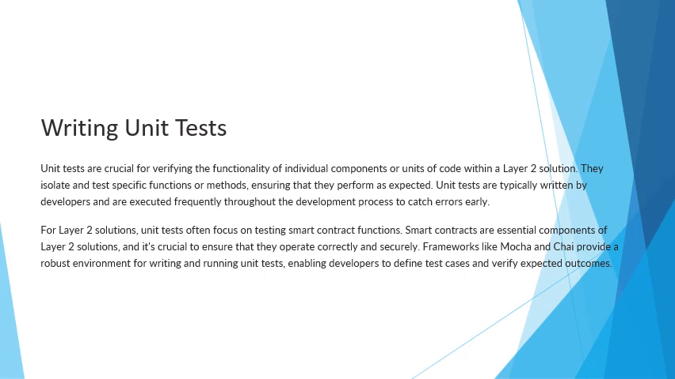For layer 2 solutions, unit tests often focus on testing smart contract functions. Smart contracts are essential components of layer 2 solutions, and it is crucial to ensure that they operate correctly and securely. Frameworks like Mocha and Chai provide a robust environment for writing and running unit tests, enabling developers to define test cases and verify expected outcomes.